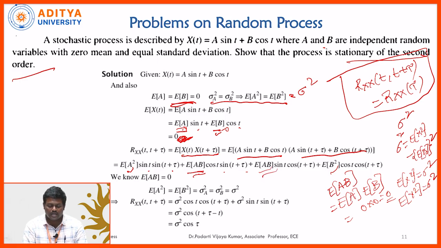Now, sigma square cos t cos(t plus tau) plus sigma square sin t sin(t plus tau). Taking sigma square common, this can be written as cos of (A minus B). Doing so, the t cancels out, and we get sigma square cos tau. So, clearly the autocorrelation function is a function of time difference. So, it is stationary of second order.